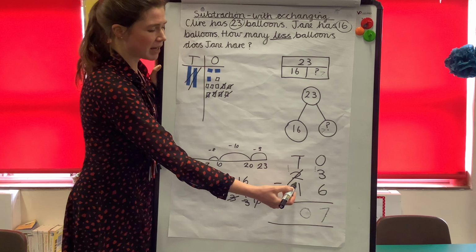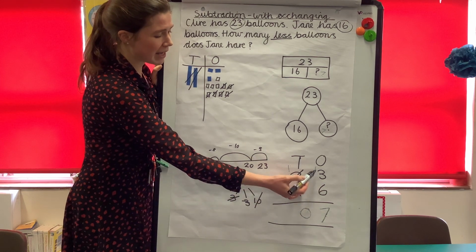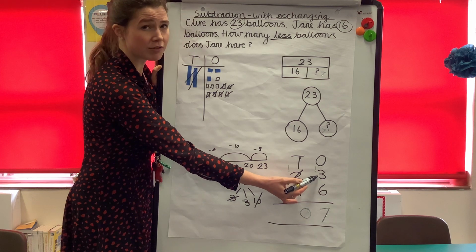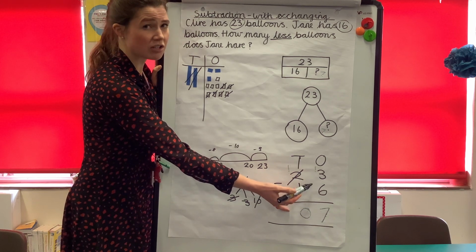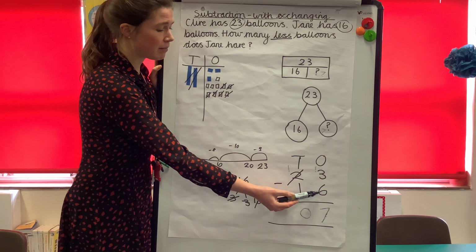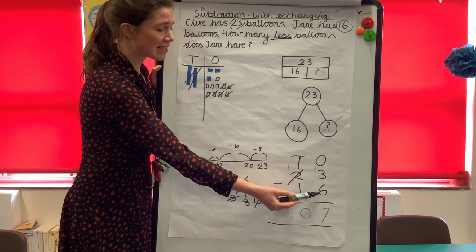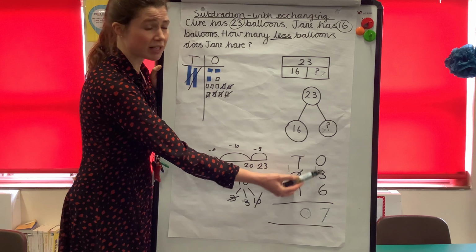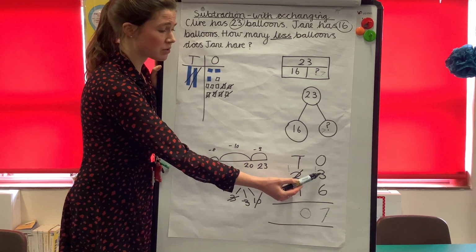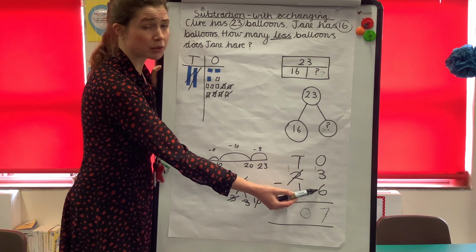But as soon as I put my digits into the place value columns, I can see that 3, I cannot take away 6 from 3. So I'm going to need to do some exchanging. Sometimes the children can have a misconception and do 6 subtract 3, but we know that we are always taking away from the biggest number. So the number on top takes away the number below.